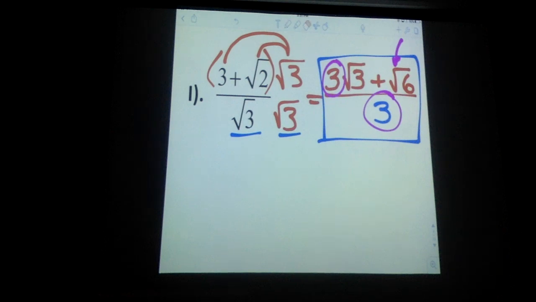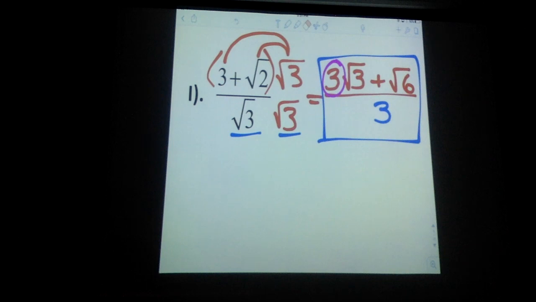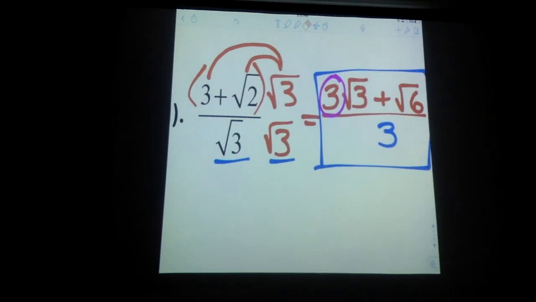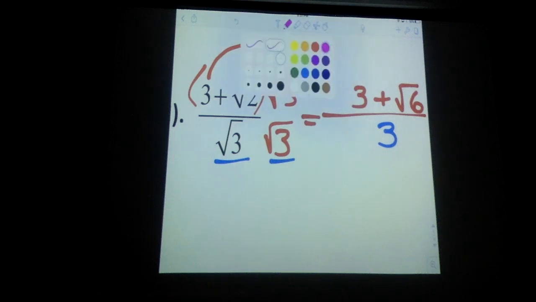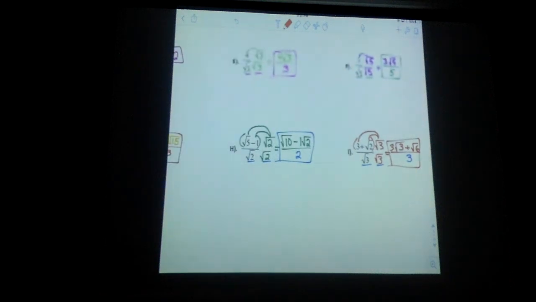So for this one, you would have to leave your final answer as 3 square root of 3 plus square root of 6 over 3. Let me get that circle off of 3 here if I can. And so your final answer should have been 3 square root of 3 plus square root of 6 over 3.